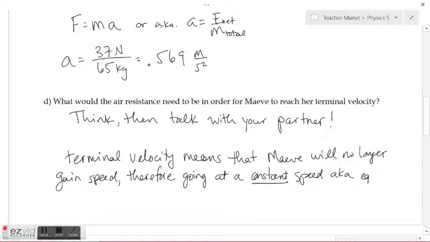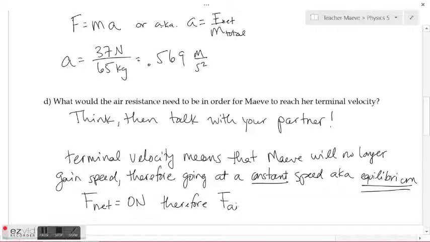This is otherwise known as equilibrium. I'm in equilibrium. This makes sense. Well, if I'm in equilibrium, then the net of the forces is 0 newtons, folks. And so if my weight going downwards is 637 newtons, we got that earlier, right? 65 times 9.8 is 637. So then the force of the air resistance needs to be 637 upwards.